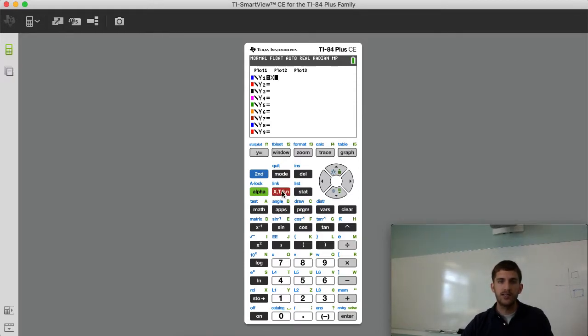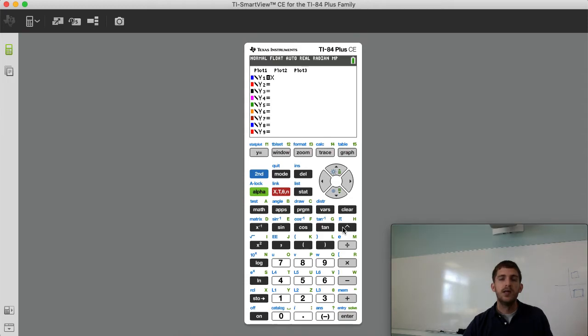The X button right next to the alpha button. You see it says X, T, theta, and N. By clicking that, it'll automatically plug in the correct variable for the situation. It knows we're supposed to be using X. We might use some of those other ones later, especially the theta. We're going to focus on just the X.